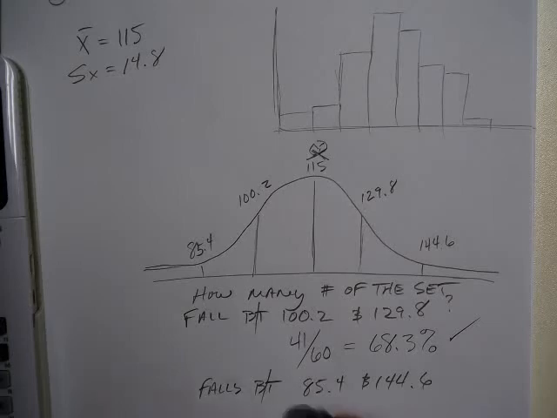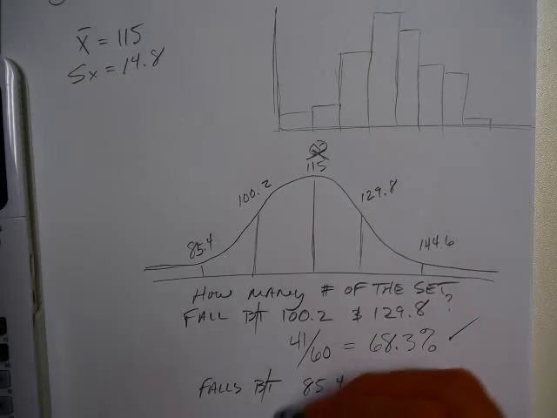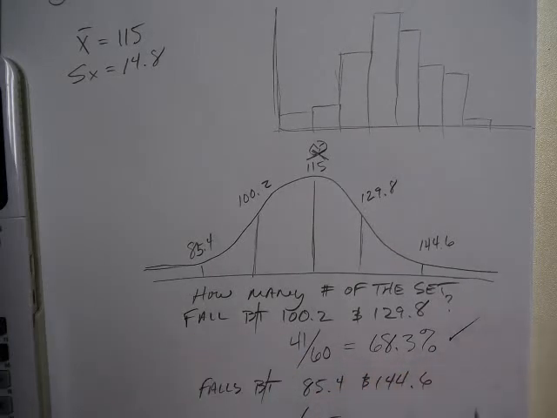I got that wrong. It's not the ones that fall outside, it's the ones that fall in between. So it should be 58 out of 60. So about 96.7%. That's what I have on that.